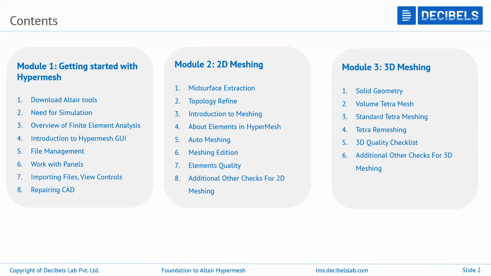In this module, we are going to discuss what the solid geometry is, how to check the solid geometry, and how it looks when the geometry is imported. Along with the solid geometry, I'm going to discuss the volume tetra mesh: how to create the tetra elements by using the geometry or by using the elements. These two things we will discuss. Then after creating the tetra elements, as usual, we need to do the remesh and check the respective quality parameters for the 3D elements also. We'll do it one by one.